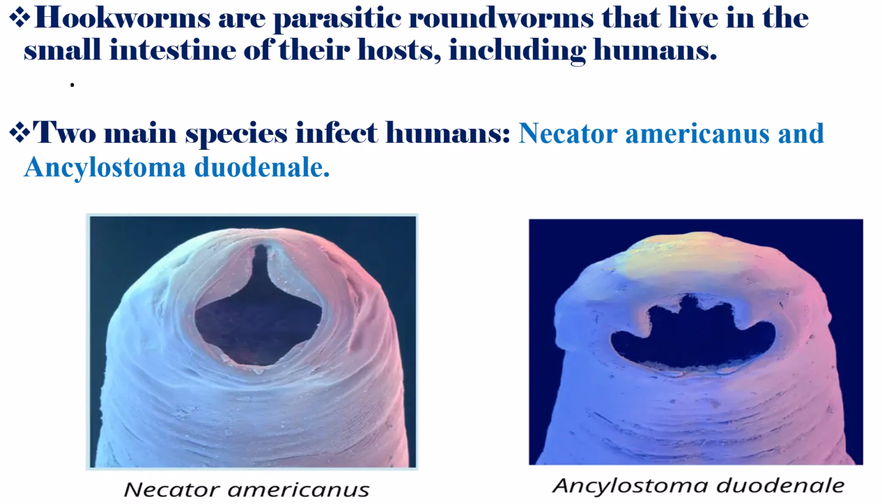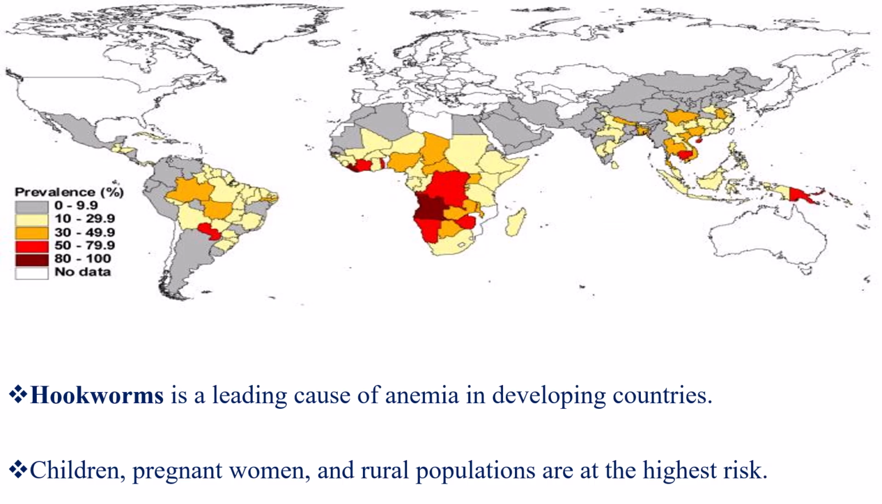Two main species infect humans, Necator americanus, which is the most common type, and Ancylostoma duodenale. They are categorized as soil-transmitted helminthiases. Hookworm affects hundreds of millions of people globally, primarily in tropical and subtropical regions with poor sanitation. It's a leading cause of anemia in developing countries. Children, pregnant women, and the rural population are at the highest risk.